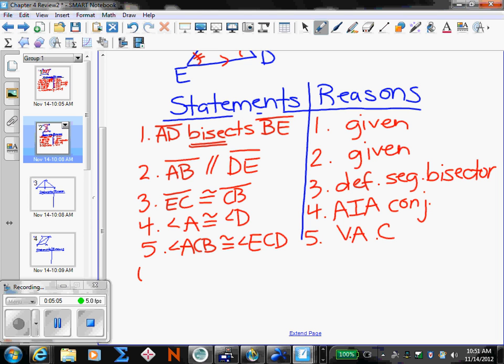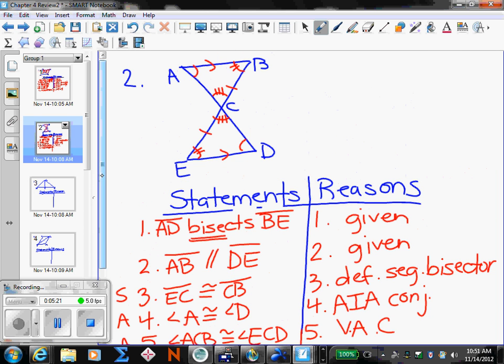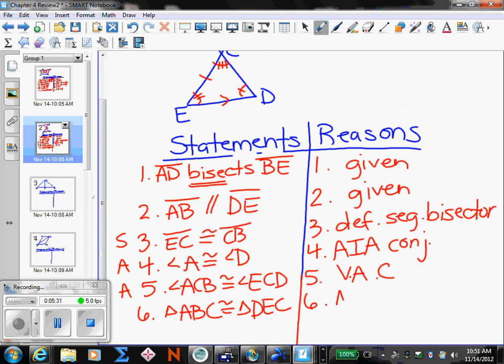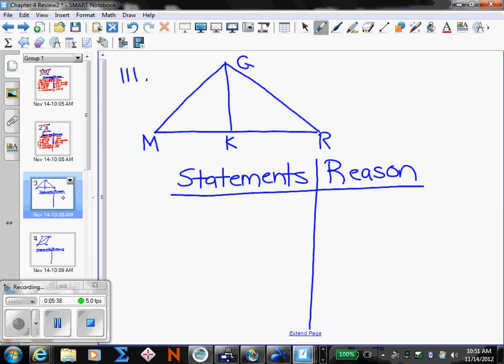And then I can state the triangle ABC is congruent to triangle DEC. And from looking at what I did, I have a congruent side, an angle, and an angle. So I look at my picture. I used angle A and angle D. So I have angle, angle, side conjecture. Okay, the last two are on the back.